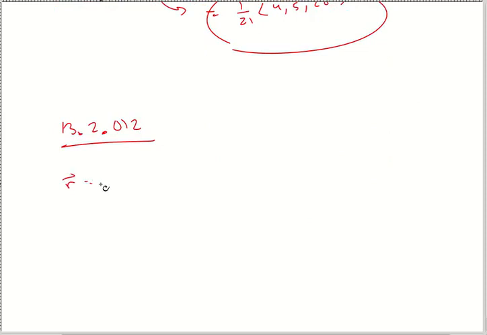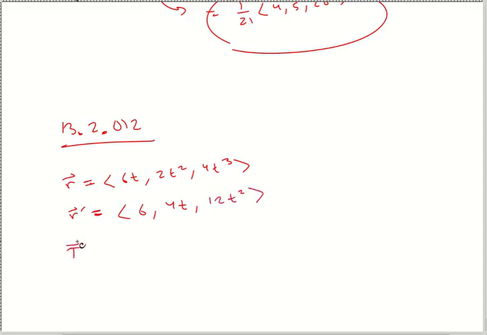This one's a longer one. It has multiple components. I got r of t is equal to 6t, 2t squared, and 4t cubed. First off, they want to find r prime of t. Well, this is just derivatives. That's easy: 6, 4t, 12t squared.